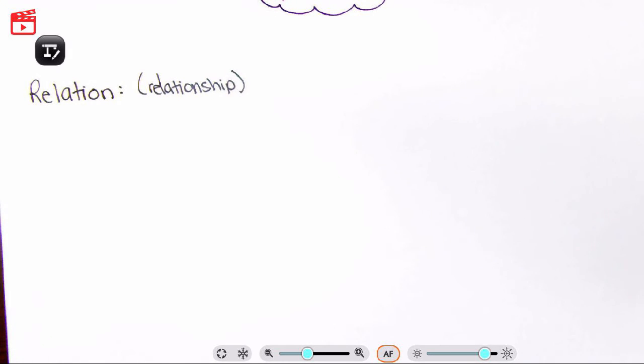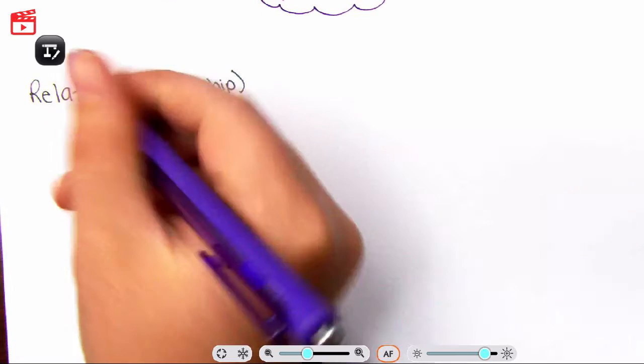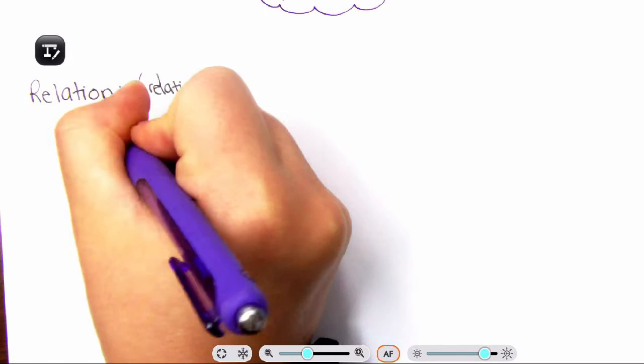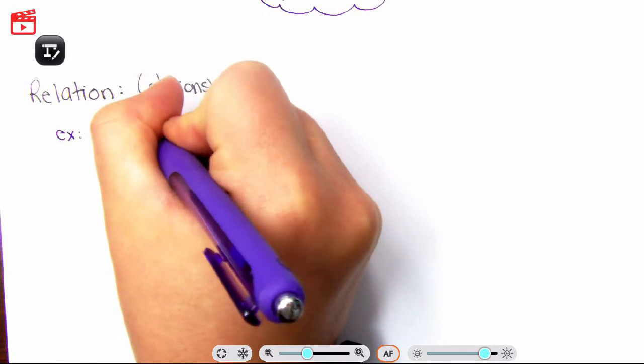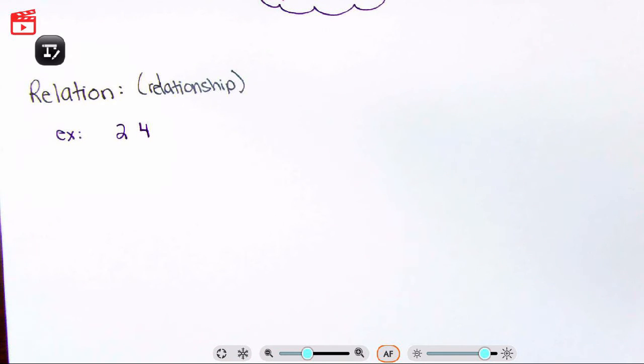So numbers also have a relationship between each other. They have a relation. They are a relation. So let's say we have, for example, two numbers, 2 and 4. If I just write 2 and 4 like this, that's 24. So how do I show that these are two individual numbers? I'm going to show these are two different numbers by writing a comma. So I have 2, 4.